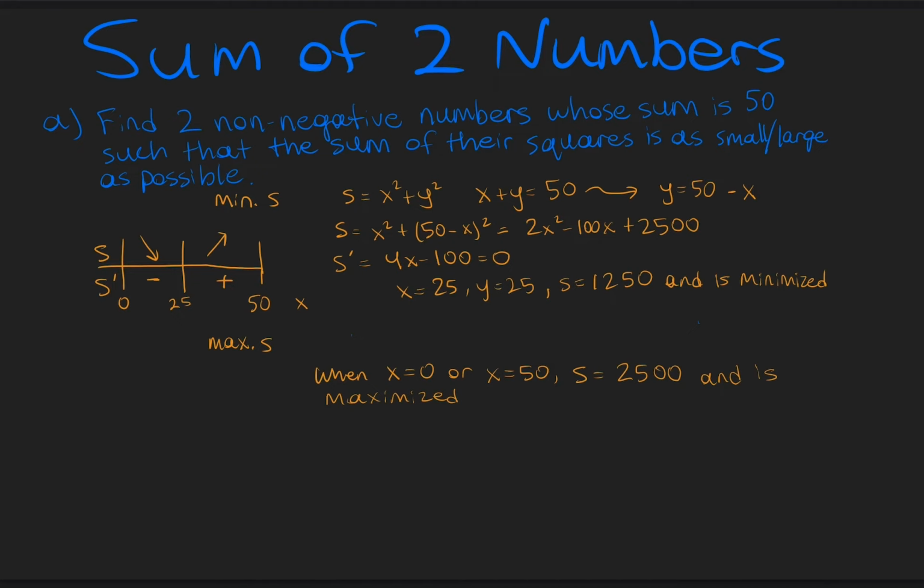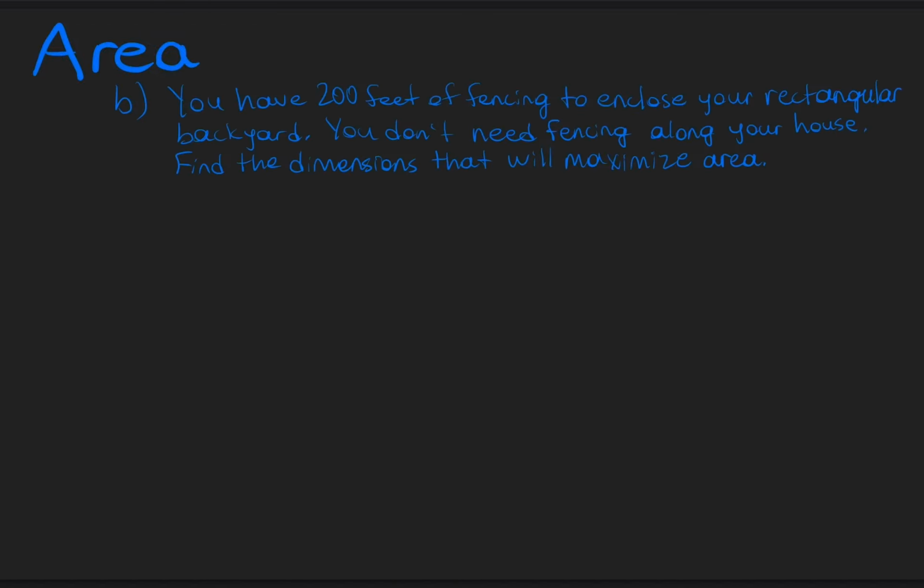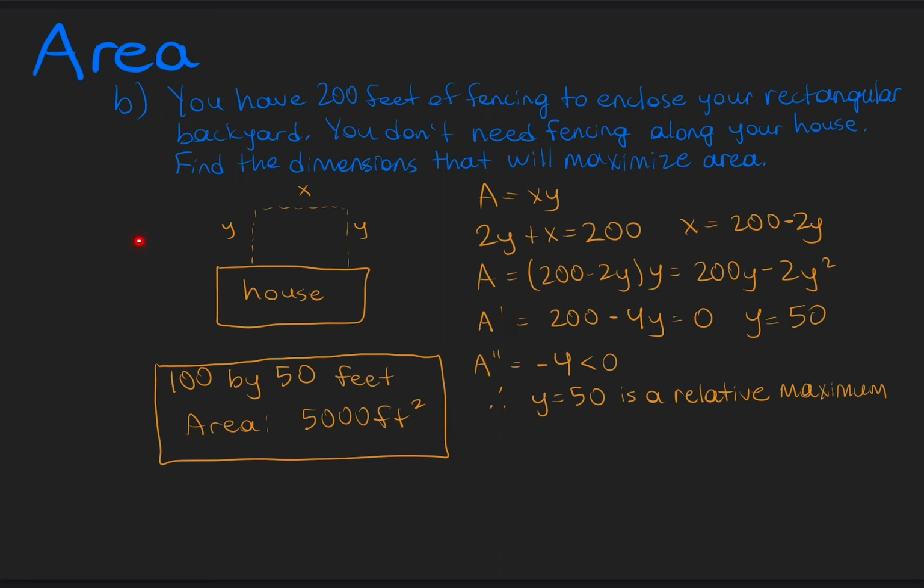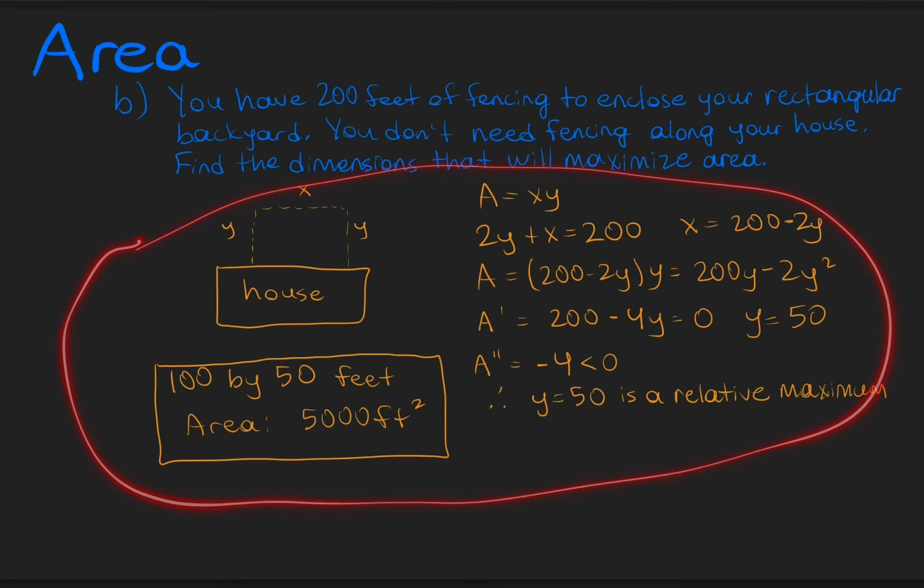Let's move on to the next problem. Okay, this one's going to be an area optimization problem. All right, let's look at the problem. You have 200 feet of fencing to enclose your rectangular backyard. You don't need fencing along your house because you want to be able to enter the backyard. Find the dimensions that will maximize the area. So here's the solution. I'll walk you through it.